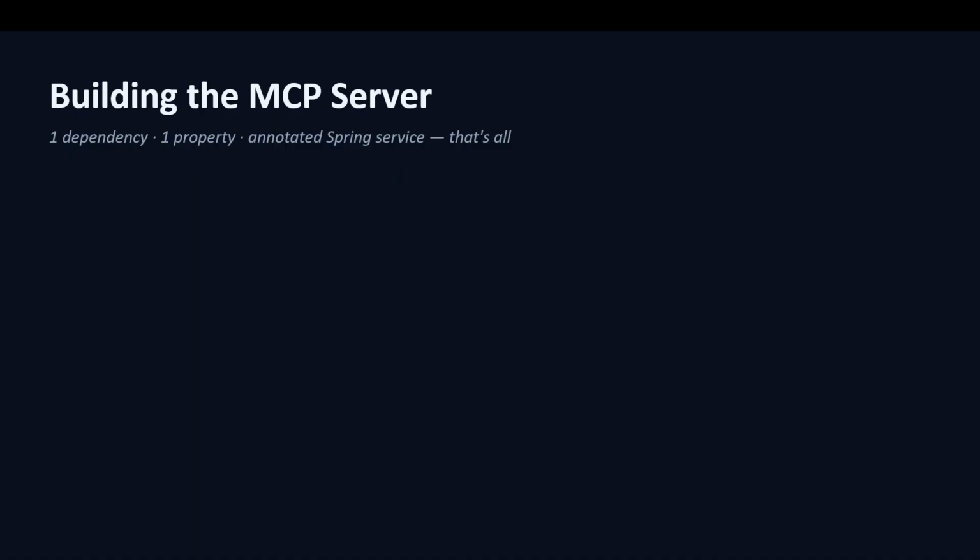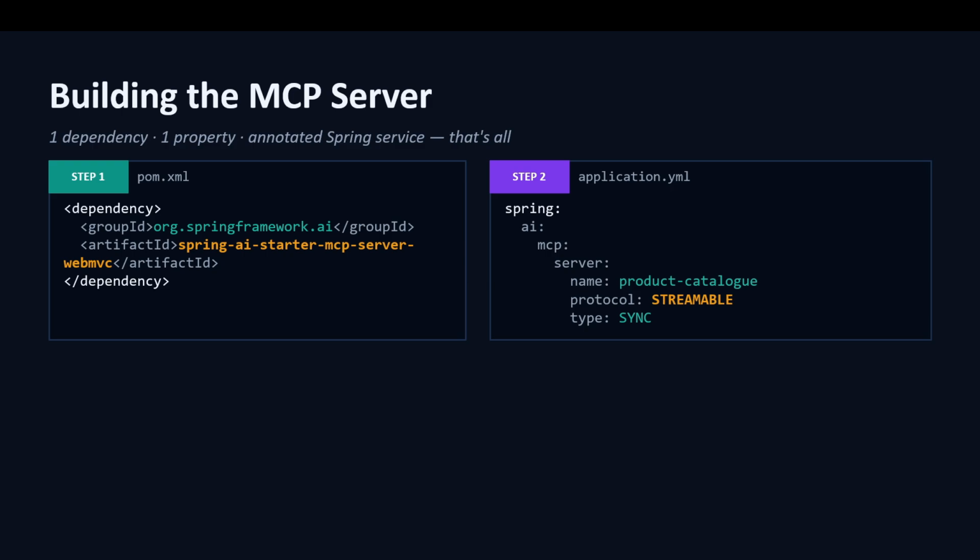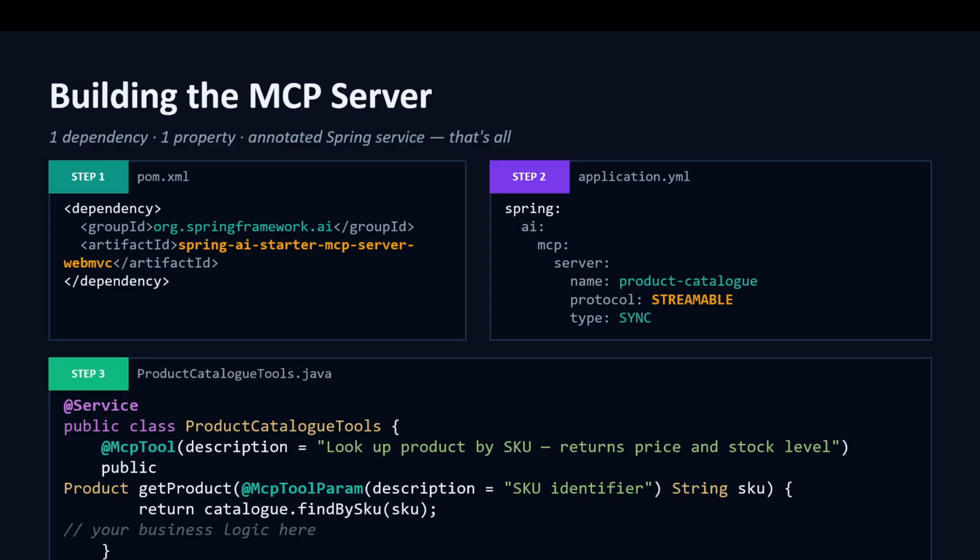So there are basically 3 steps to build the MCP server. Step 1 is the dependency. One Maven dependency, that is Spring AI Starter MCP Server Web MVC. That's it. And step 2, you configure the application YAML. Name your server, set protocol to streamable, type to sync, just 3 lines. And step 3 is your tool.